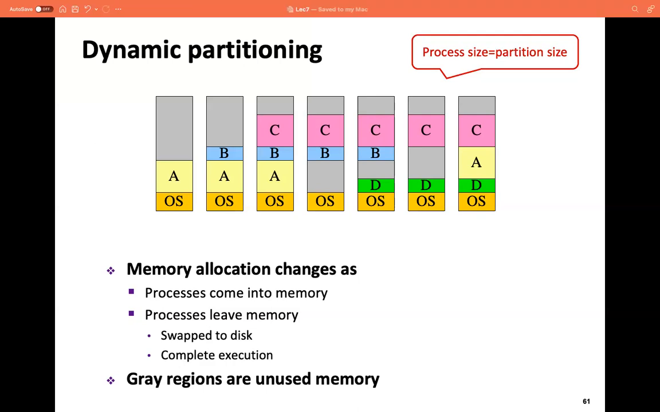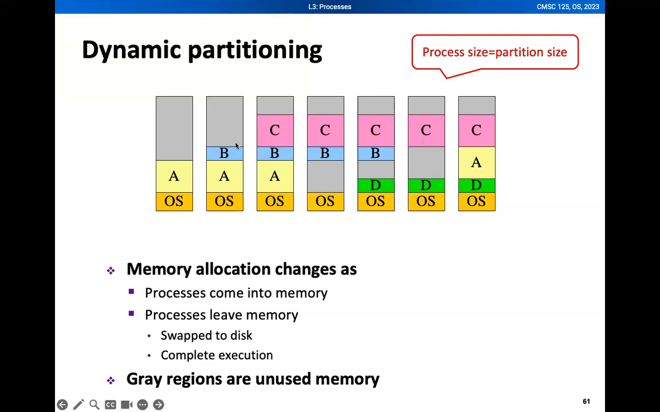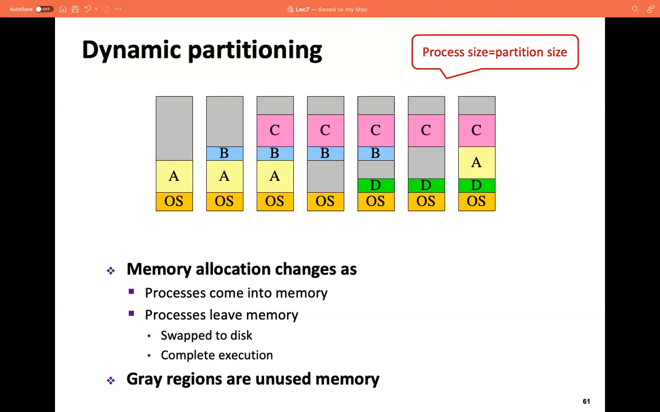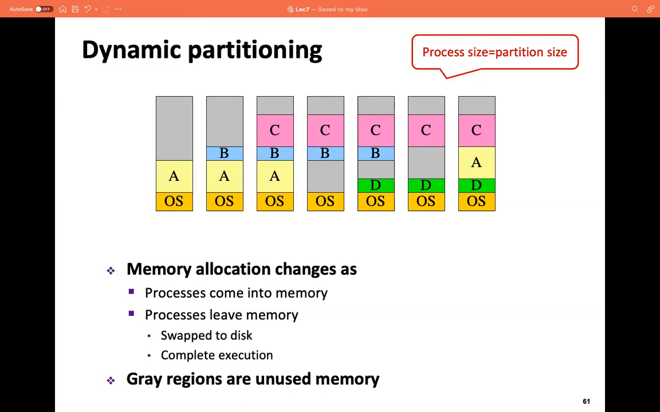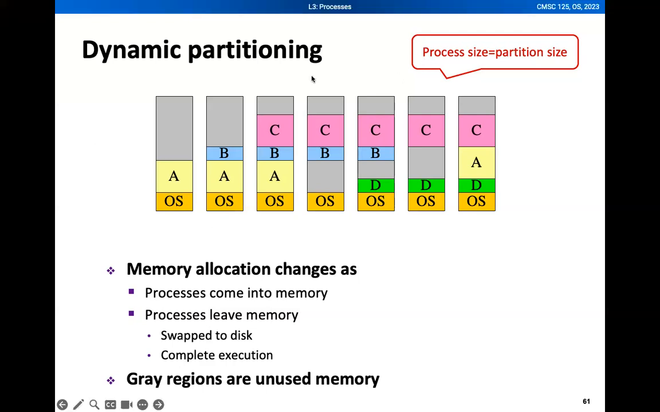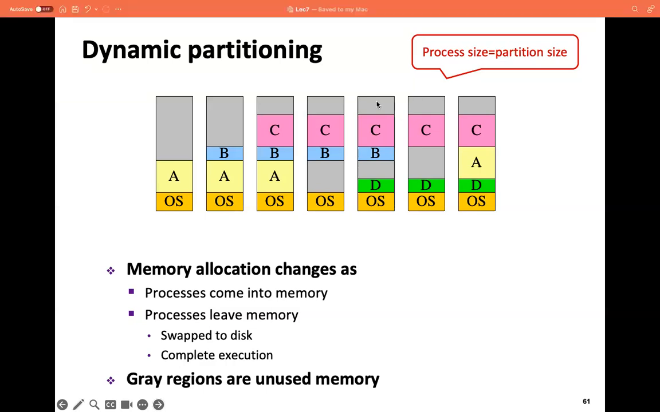So in dynamic partitioning, there are various memory allocation algorithms such as the first fit, best fit, worst fit, and we are going to check later how these are different and how we can apply them in both dynamic partitioning as well as in fixed partitioning.